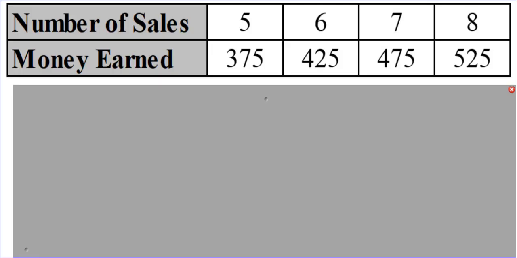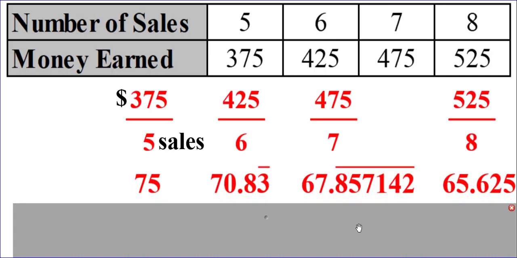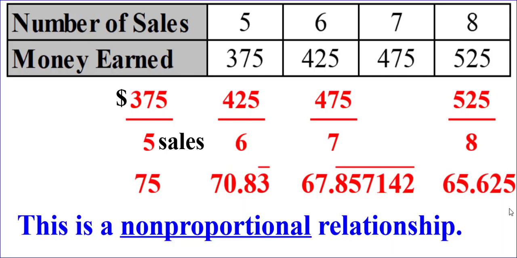Now, am I trying to tell you that every single table is going to be a proportional relationship? Of course not. This one, if you divide, you will not get a constant ratio at all. So this one would be a non-proportional relationship, and therefore I would not be able to write a simple equation like you saw me do in the previous two tables because there is no consistent unit rate.